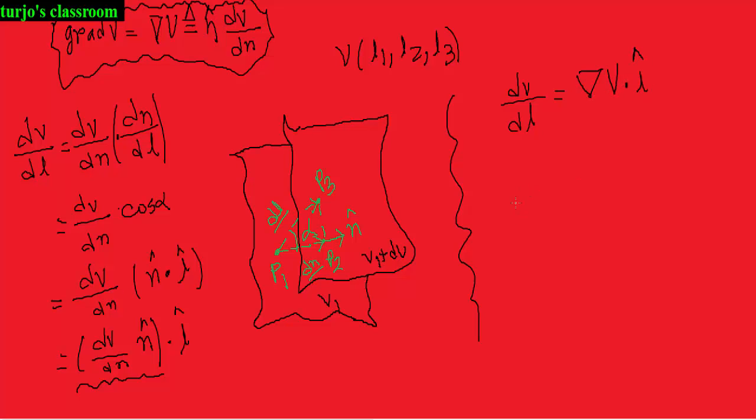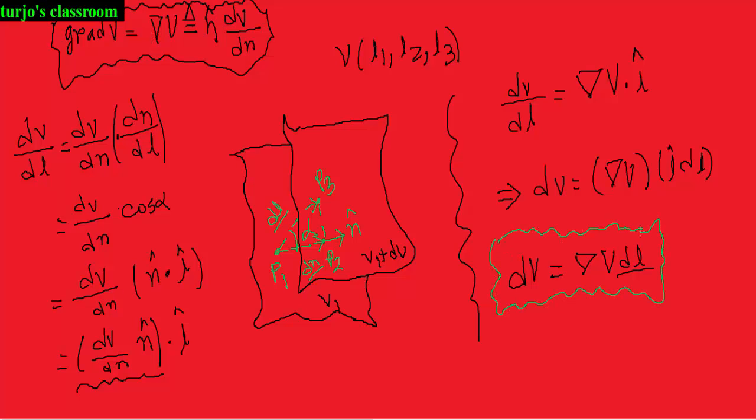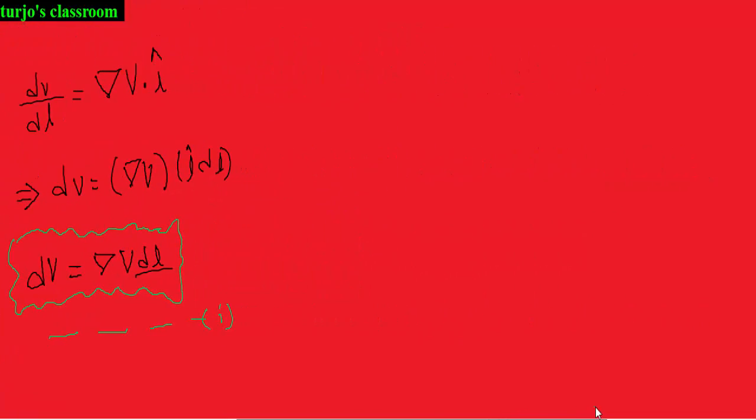So now by definition dV by dn becomes nabla V. What's nabla? I will get to that shortly. And dV by dl becomes the dot product between nabla V and l cap. Thereby dV becomes nabla V dot vector dl, and that's our equation number 1. I have just confined it within a green box.